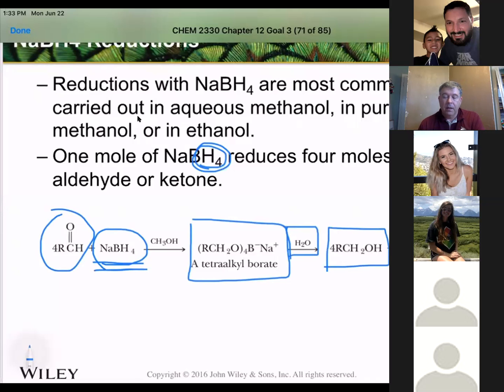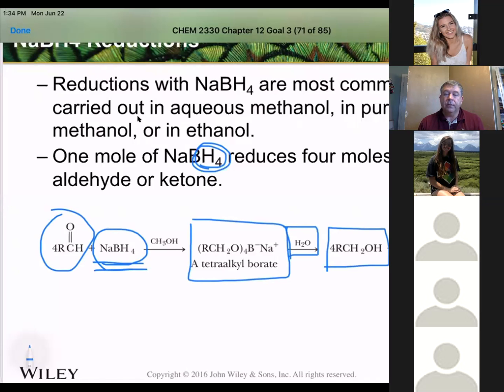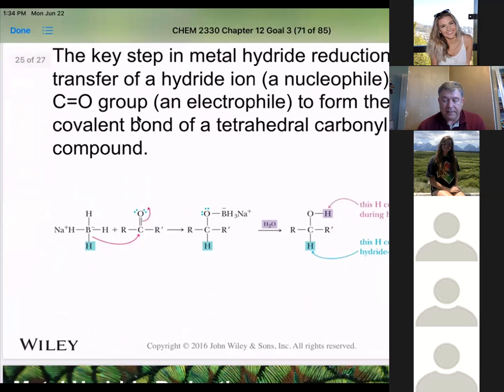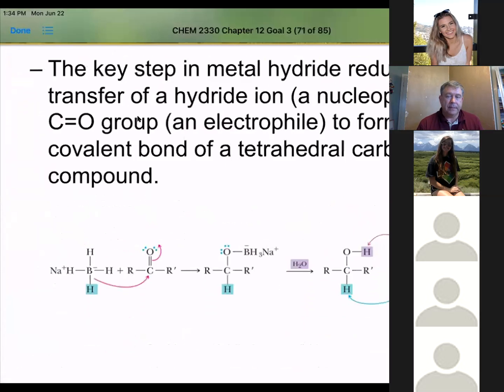Okay, so what is happening is the hydrogen is acting as a nucleophile and attacking the carbonyl, giving us a negative charge on the oxygen. That negative charge on oxygen is then bound to the boron that can be hydrolyzed away using water. Okay, so if that's the step for an aldehyde to make a primary alcohol, why does a ketone make a secondary alcohol?